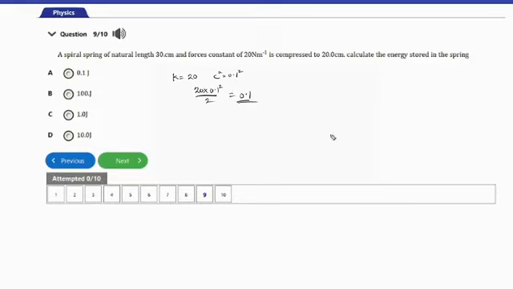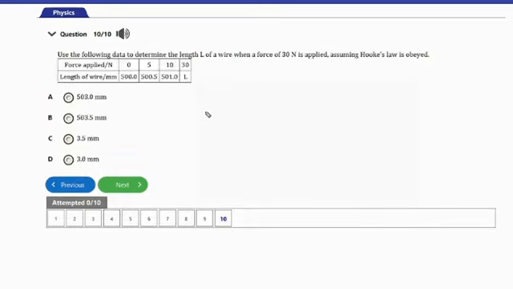So let's go ahead and consider the next and last question, guys. So that's question number 10 here. It says, use the following data to determine the length of a wire when a force of 30 Newton is applied, assuming Hooke's law is obeyed. So we have the data here, and let's go ahead and solve this out together.